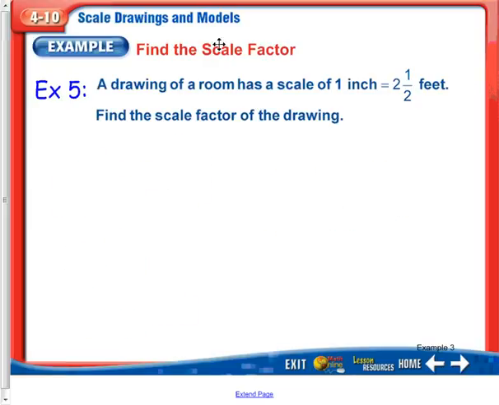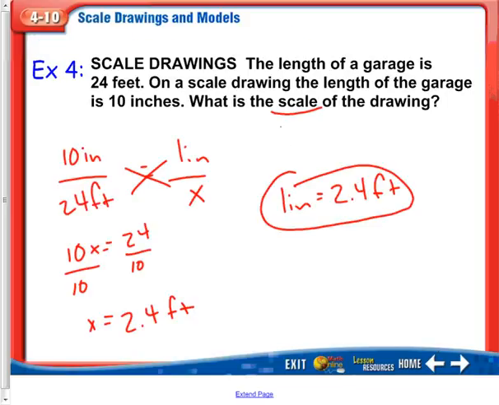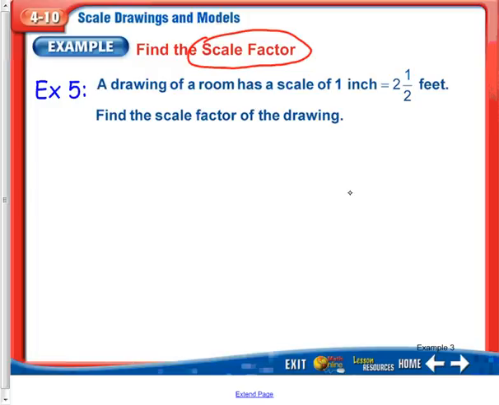Okay, so now in this problem here, we're actually going to be looking for the scale factor. So here, this is just talking about the scale. So notice the difference between the directions. We're looking for the scale, 1 inch to 2.4 feet. Now we're going to be looking for the scale factor. Remember, factor is something you use to multiply. So a drawing of a room has a scale of 1 inch equals 2.5 feet.